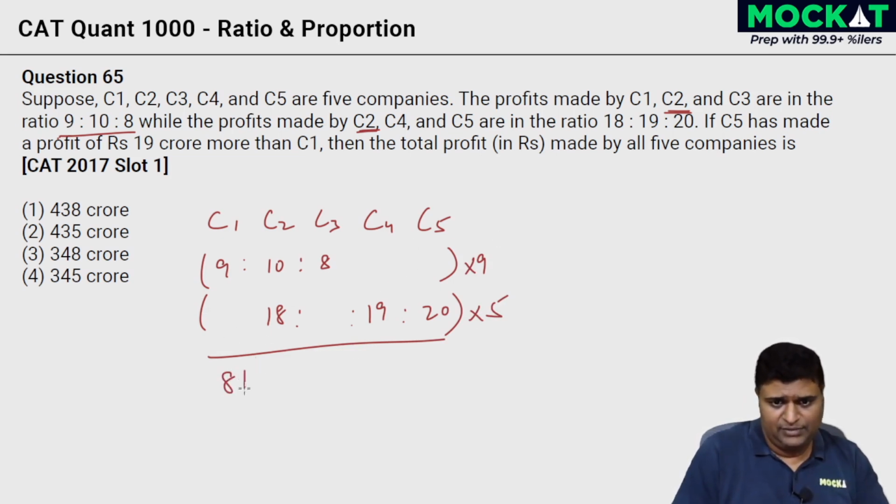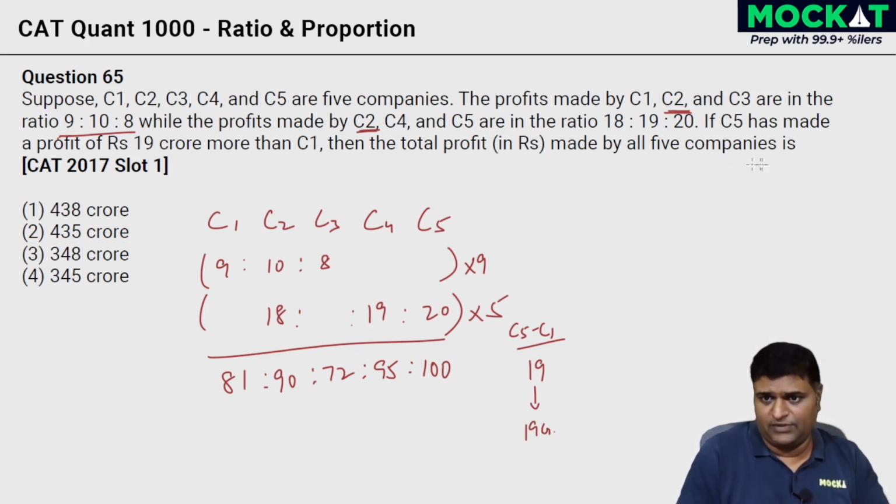9 nines are 81, and then you get 90 here, and then you get 72. 5 into 19 is 95. Why do I do that? 5 into 18 is 90, it's the same. So 5 into 19 is 95, and then 100 over here. Now what's given is C5 minus C1 is 19 crores. In parts, 100 minus 81, that's 19 parts, is 19 crores. So one part is 1 crore, as simple as that.